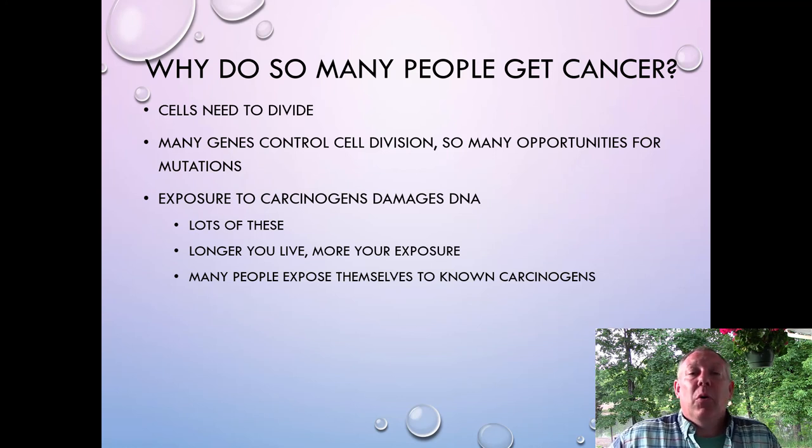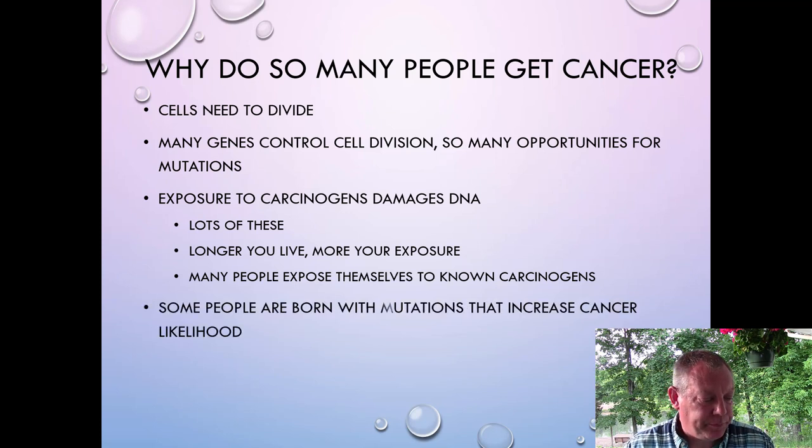The longer you live, the more you're exposed to carcinogens. There are all kinds of things in the environment that can damage DNA and cause mutations in these genes that control cellular division. So you see higher rates of cancer in older people just because they've been exposed more. Of course, some people voluntarily expose themselves to cancer-causing chemicals, like smoking, and that's another reason cancer can become very common. Finally, a lot of times it runs in your family. There are heritable genetic mutations that make you more susceptible to cancer. So there are lots of reasons why people get this.